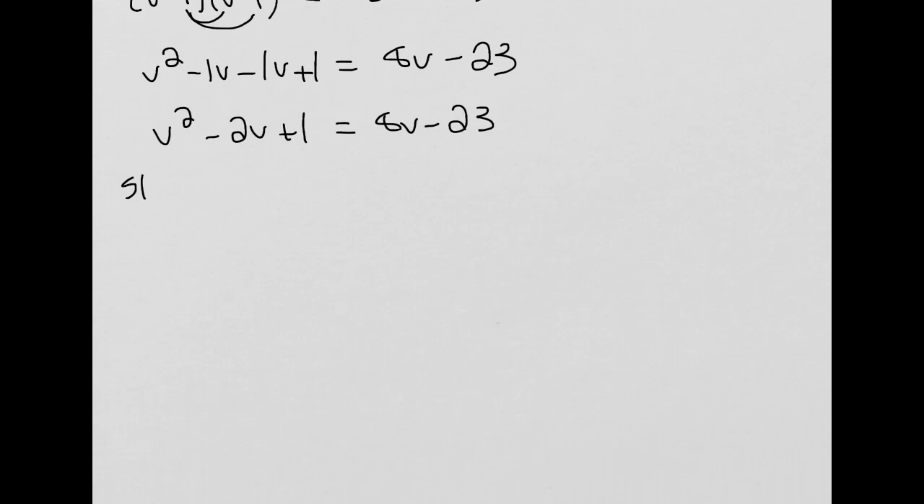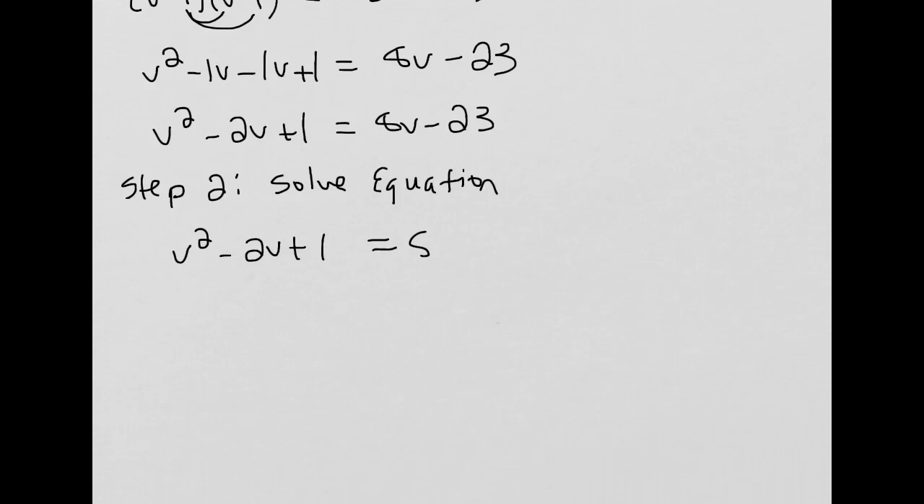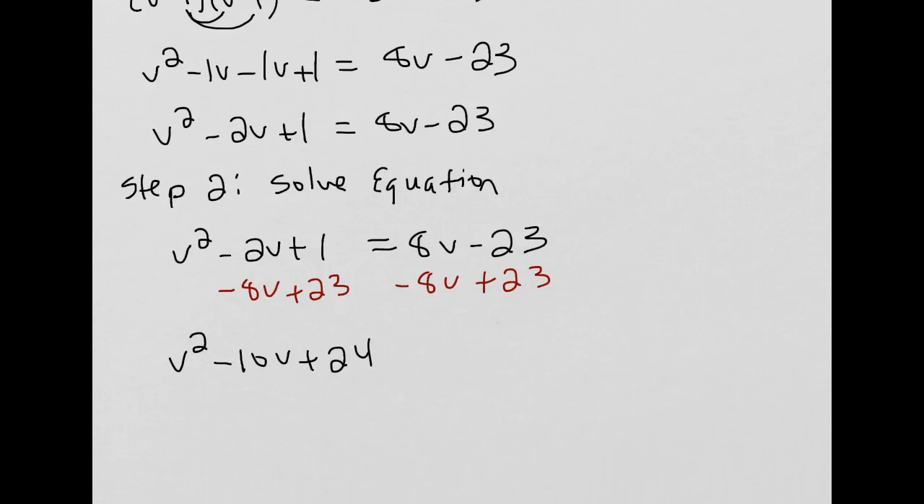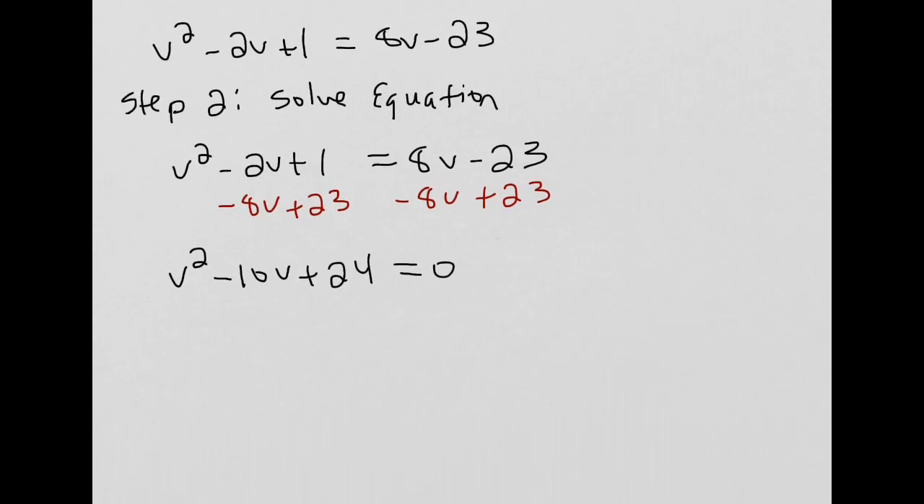So the second step is to solve the equation that's left. Notice in this case I've got a quadratic equation because I have that v squared term there. If I want to solve this quadratic equation, I want to start by getting all of my terms on one side of the equation. So I'm going to subtract 8v from both sides to get rid of those 8v's on the right-hand side. I'm also going to add 23 to both sides. If I do that, the left side becomes v squared minus 10v plus 24. On the right-hand side, I'm left with 0.